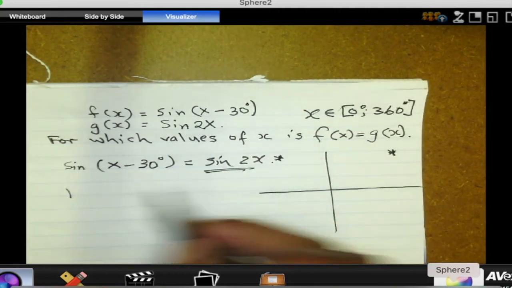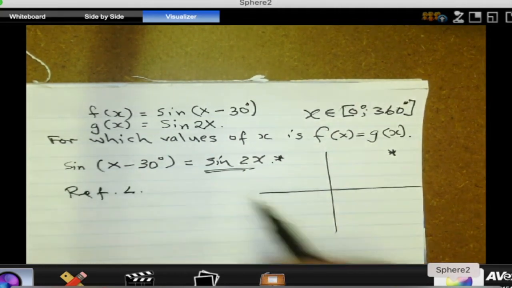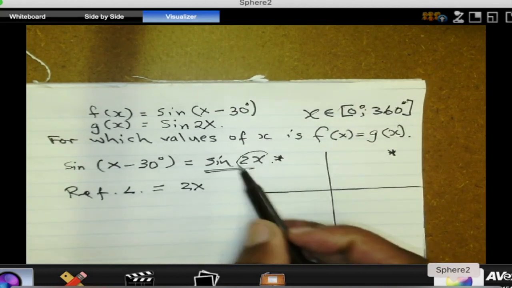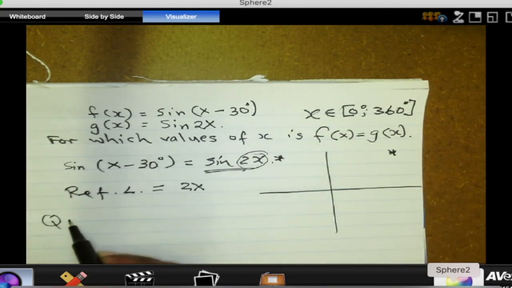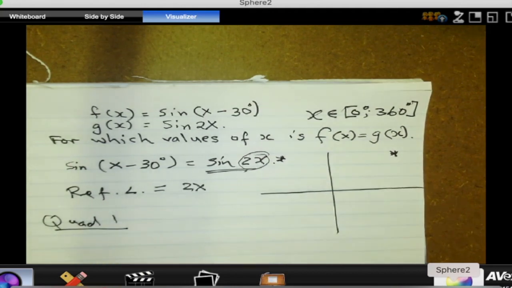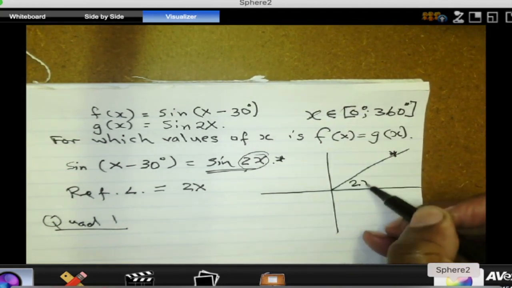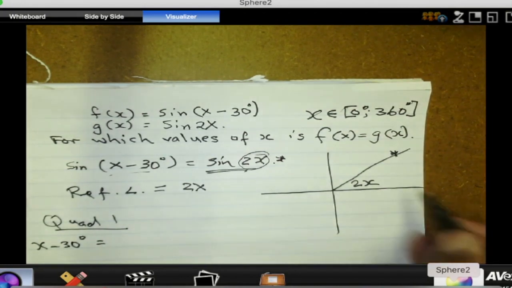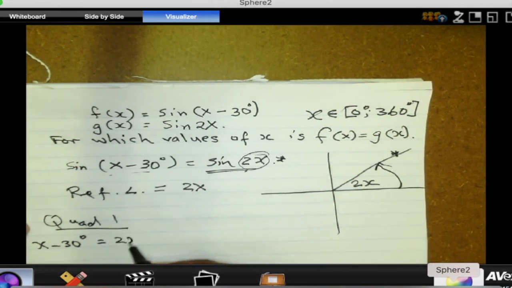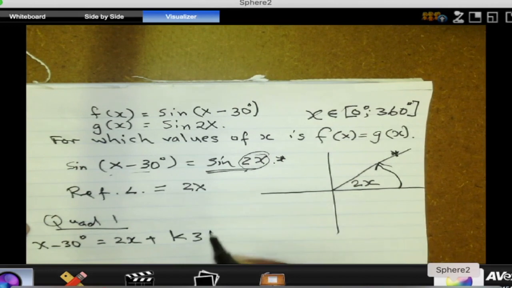If you are using this, then we could say the reference angle is equal to 2x. So just accept that 2x there is kind of your reference angle. And our answers are in quadrant 1 and in quadrant 2. So from quadrant 1, remember that is like 2x. What is x minus 30 equal to? x minus 30, we're measuring from 0 degrees, right? So we can say x minus 30 is equal to 2x plus k times 360 degrees.